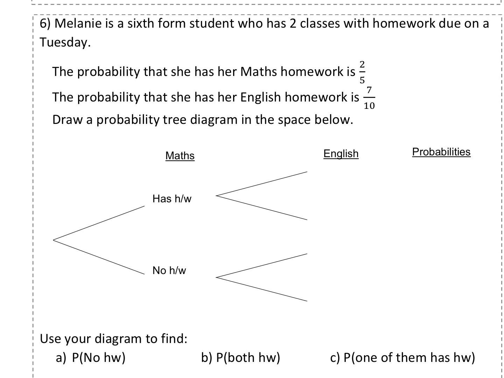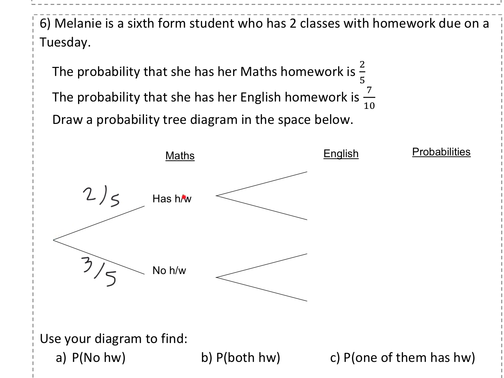So the first event is if she has her maths homework or not. So chances that she has a maths homework will be 2/5. We put the probability there on that line, which means the chances that she doesn't have maths homework would be the remaining 3/5.